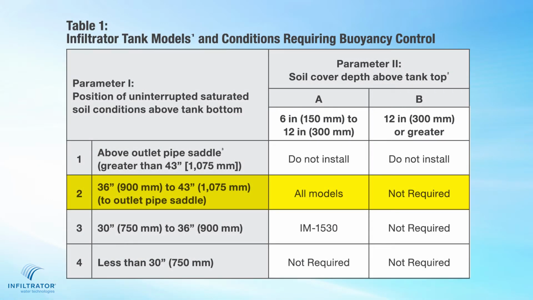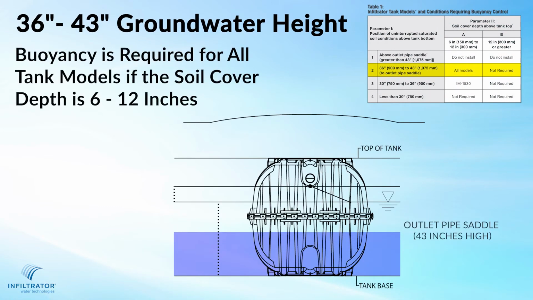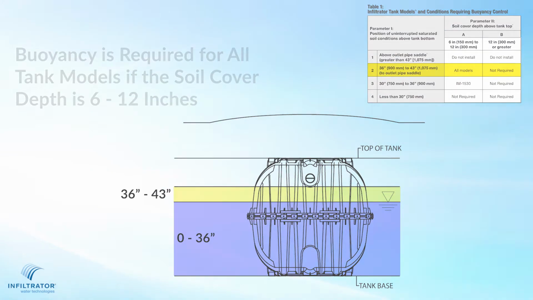If the uninterrupted saturated soil conditions are between 36 inches and 43 inches, or the outlet pipe saddle location, buoyancy control is required for all tank models if the soil cover depth is between 6 inches and 12 inches. With 12 inches or greater of soil cover depth above the top of the tank, no buoyancy control is required.